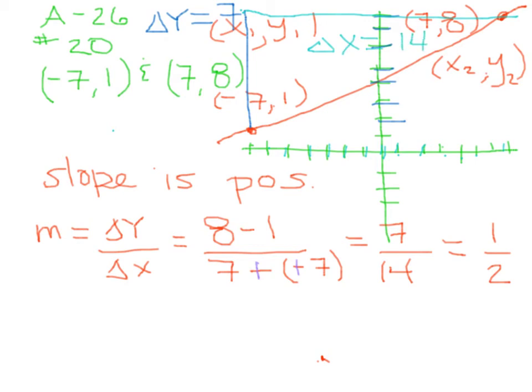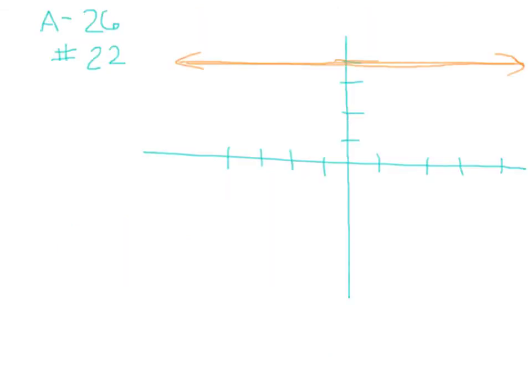And then I know if I want to think about it in terms of rise over run, that's 7 over 14. And of course 7 over 14 simplifies to 1/2. So that takes care of that one for us.